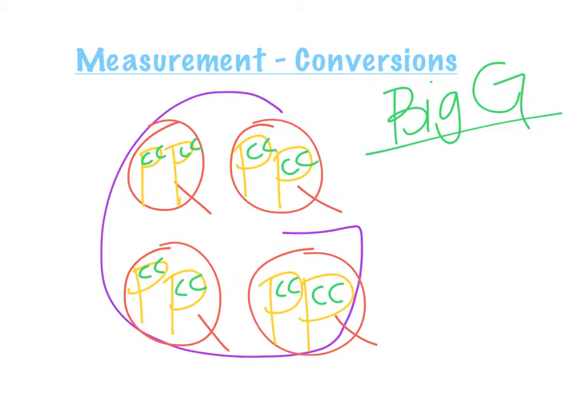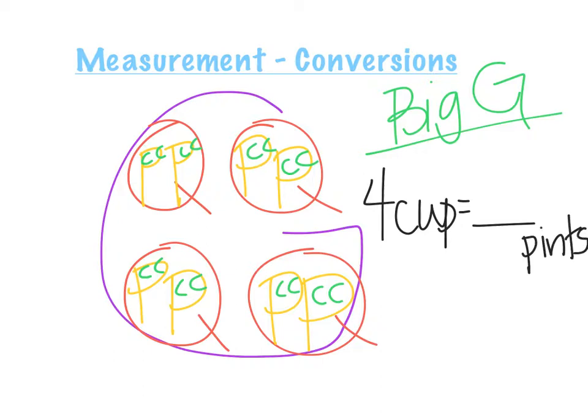Let's say it asks you, if you had 4 cups, that's equal to how many pints? Let's take a look at what we have. Look at your big G. For 4 cups, there's 1, 2, 3, 4. 4 cups equals how many pints? Good. It equals 2 pints, and I can see it just by looking right here. If I had 4 cups, it equals 2 pints because there are 2 cups in each pint.